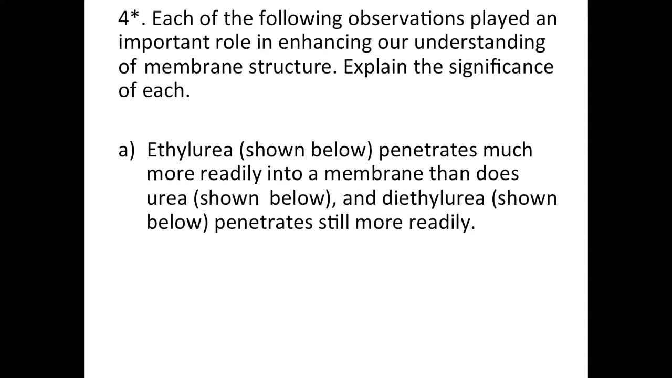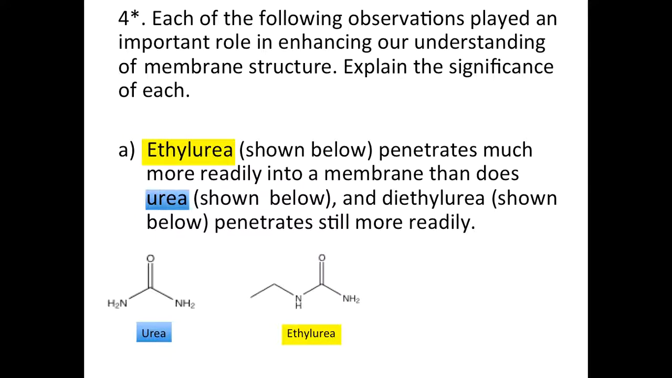In this question, assuming you don't know anything about the structure of the cell membrane, you treated cells with urea and ethyl urea. And you found that ethyl urea penetrates the membrane better. If you look at the structure of the two molecules, the two are very similar, except that ethyl urea has an extra ethyl, making it less polar. So you can conclude that the less polar molecules can pass more easily through the membrane.